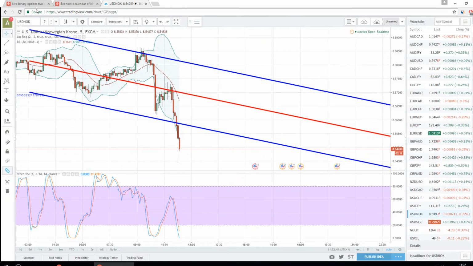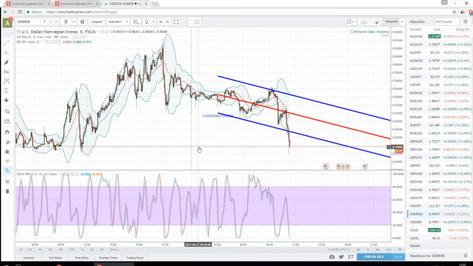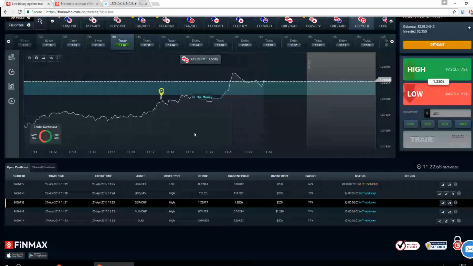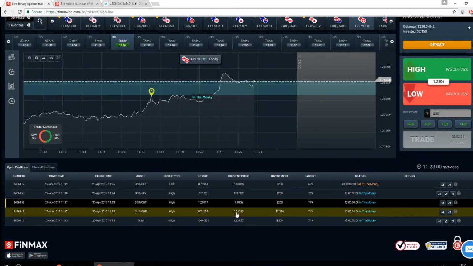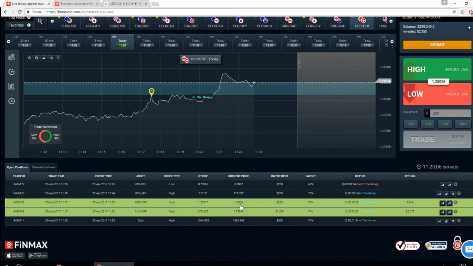I believe here soon will be a pretty good situation to enter, probably even now. Let's see what we've got on the trade. Okay, British pound to Swiss franc expires in the morning, Australian to Swiss franc also in the morning.